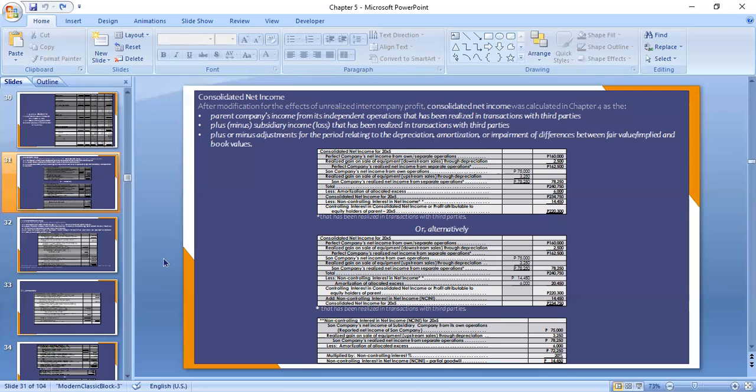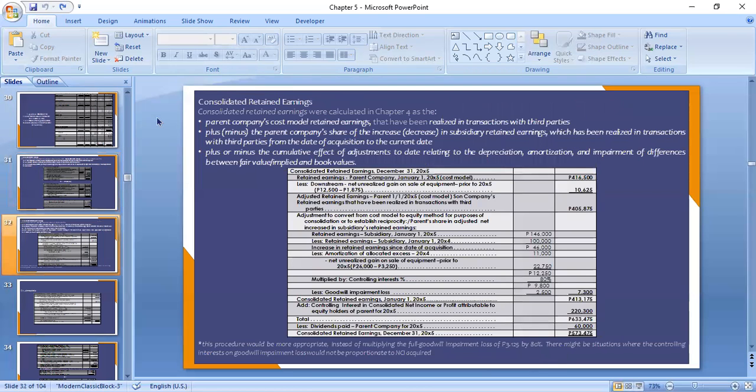So meaning the non-controlling interest plus the interest of the controlling interest, we now get the total consolidated net income.